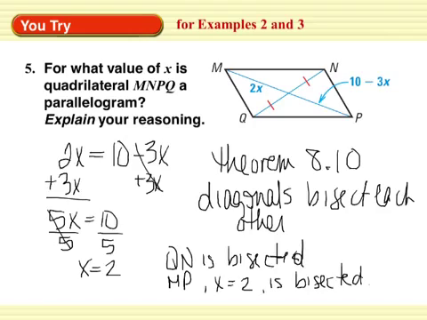I set the diagonal MP, which is bisected by QN. So I set 2x equal to 10x minus 3 and solved for x. So when x equals 2, those two pieces of diagonal are congruent because theorem 8-10 says diagonals bisect each other. So QN is bisected because it's marked that way. MP, when x equals 2, is also bisected.